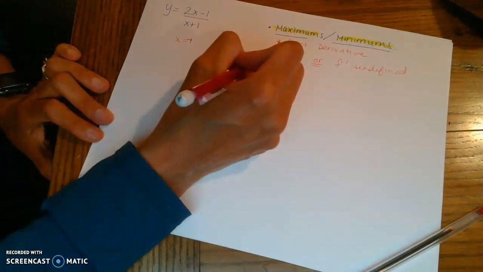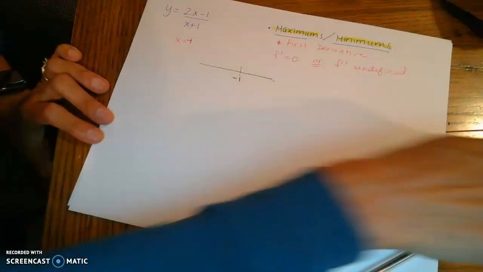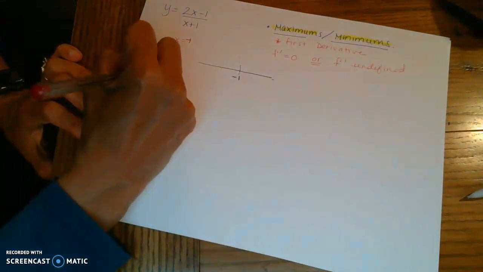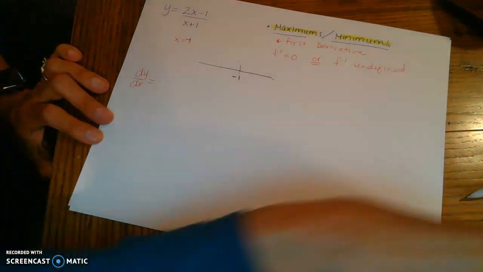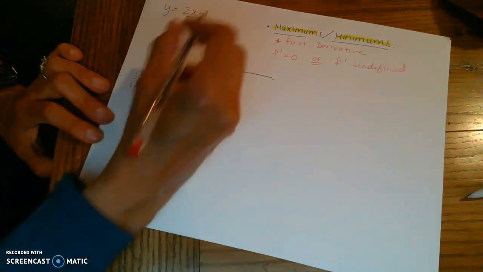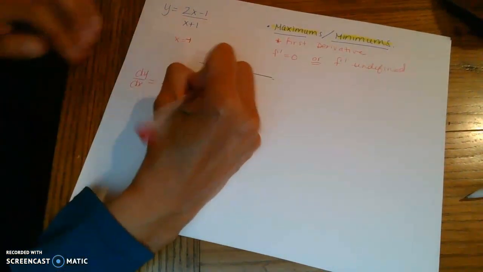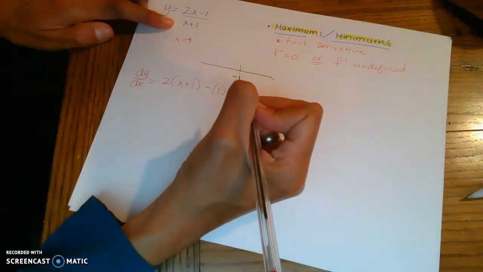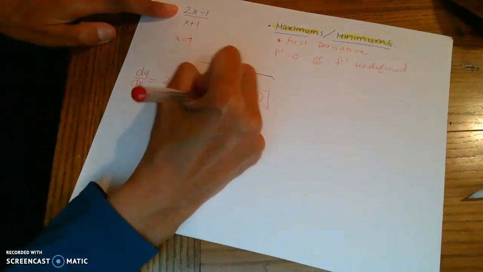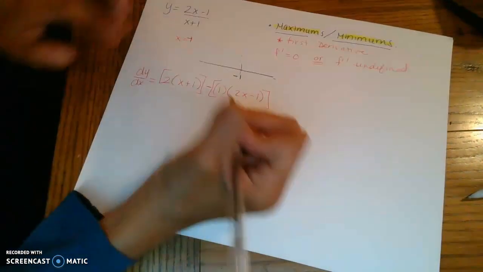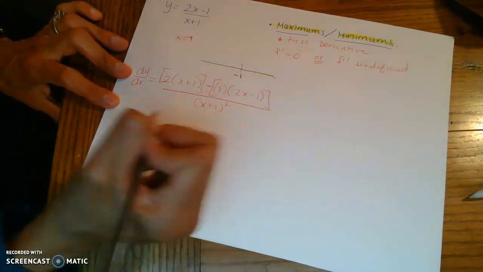Taking the first derivative, I'm going to use quotient rule. So I'm going to say dy/dx is equal to the derivative of the upper, the first, which is just 2, times the second, minus the derivative of the second, which is 1, times the first. And don't forget that you have this box here over the second squared.